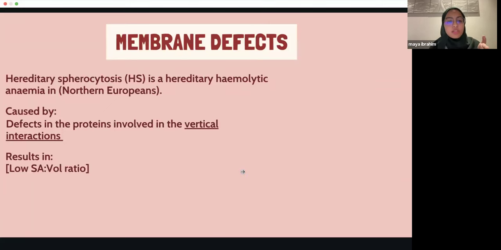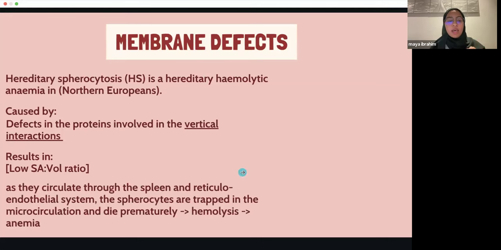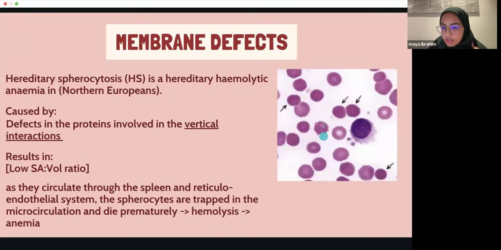This causes the RBC to have a low surface area to volume ratio. And as they circulate through the spleen and the reticuloendothelial system, they face hemolysis and die. So these are the hereditary spherocytosis cells. You can see that they're very sphere shaped, and the doctor did mention this, and she said this is the only thing that you need to know.